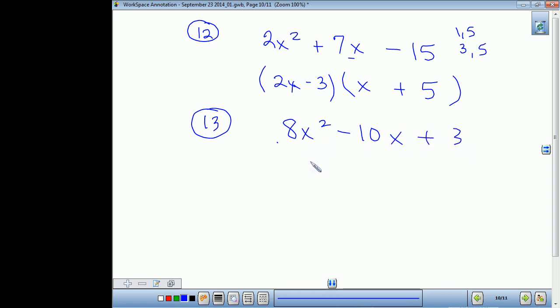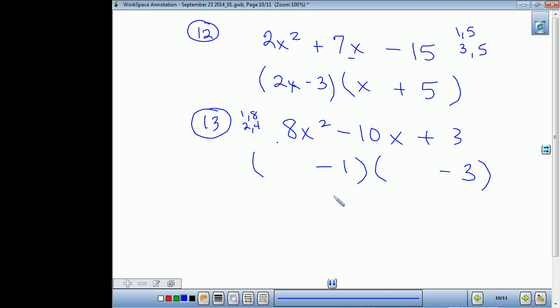Guys, look at this one. Am I going to start with the first term on this one? No. I'm going to place the last term in, because the first term, there's choices. It could be 1 and 8 or 2 and 4. I'm never going to start with the one that has choices, unless they both have choices. Okay? So, I'm multiplying to get a positive and adding to get a negative. So I know it has to be negative 1 and negative 3, because I'm multiplying to get a positive and adding to get a negative.